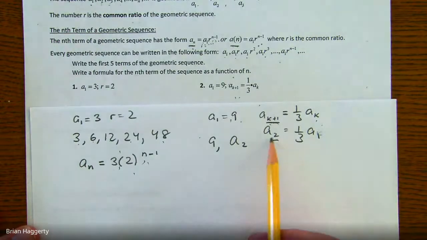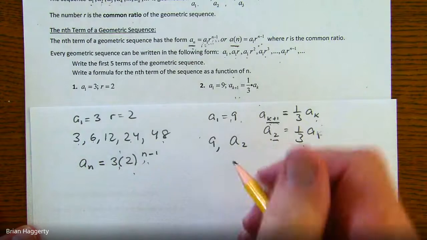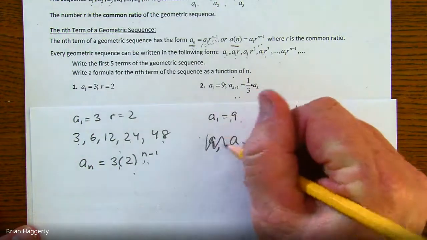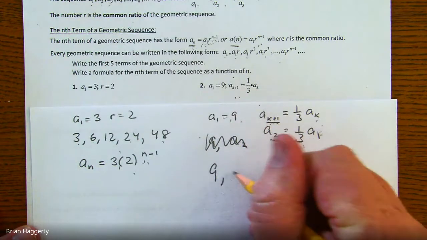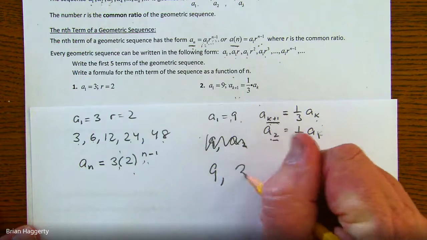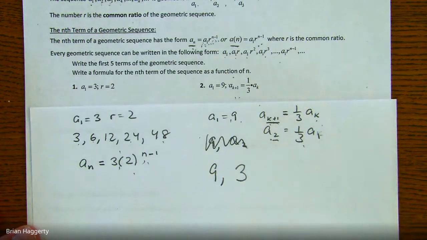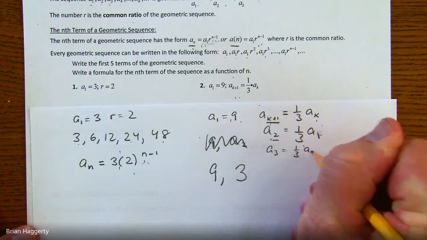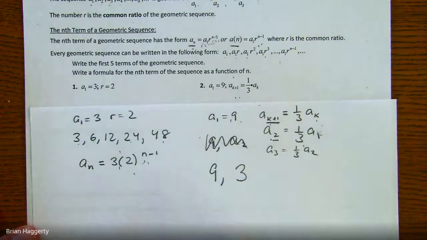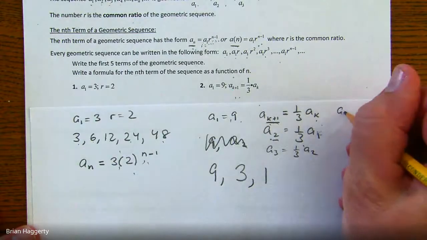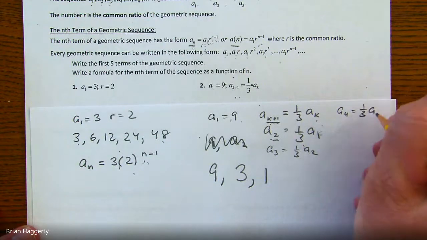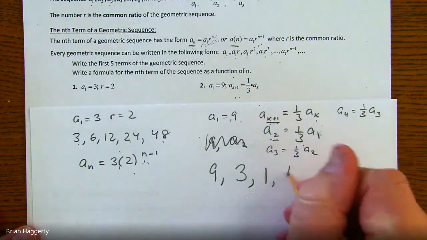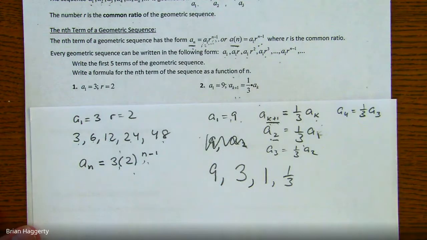So in order to get the second term, we need to take the first term and multiply it by 1/3. I didn't really plan out my space here very well. So 1/3 times 9 will be 3. And then, in order to get A3, we have to take 1/3 of A2. So 1/3 of that is 1. Then, in order to get A4, we have to take 1/3 of A3. 1/3 of 1 is 1/3.